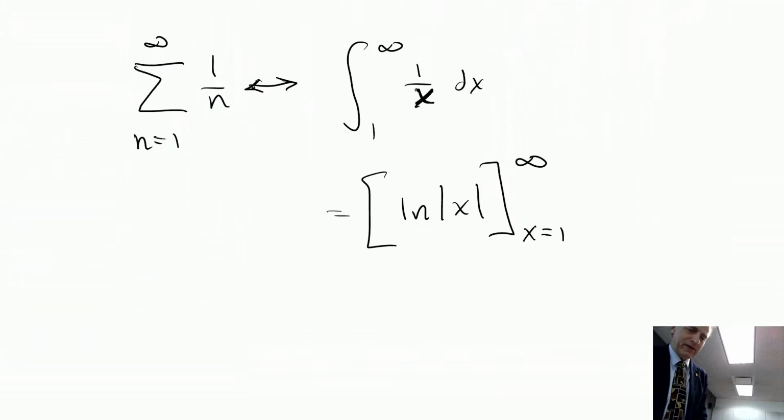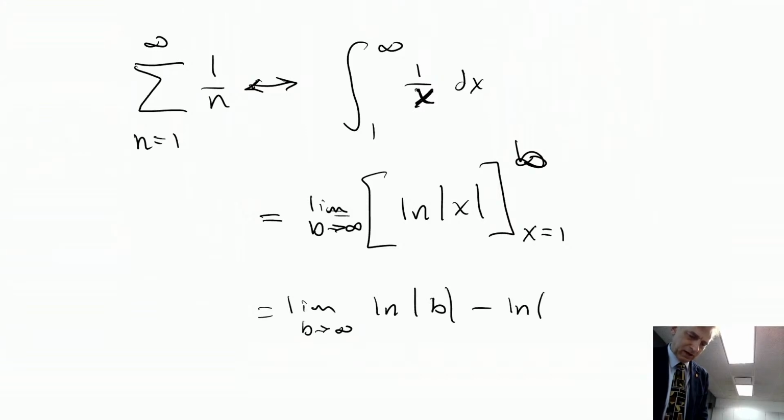And then, oh, I should do a limit as b approaches infinity, shouldn't I? Limit as b approaches infinity of that. So that's going to be the limit as b approaches infinity of natural log of b minus natural log of 1. We know the natural log of 1 is 0. What is the limit as b approaches infinity of the natural log of b? So what do you think, Max? What is the limit as b approaches infinity of this thing? It is infinity. Yes, very good.